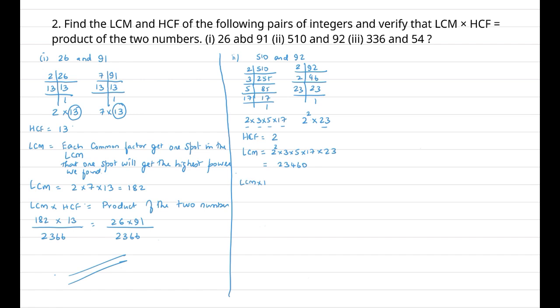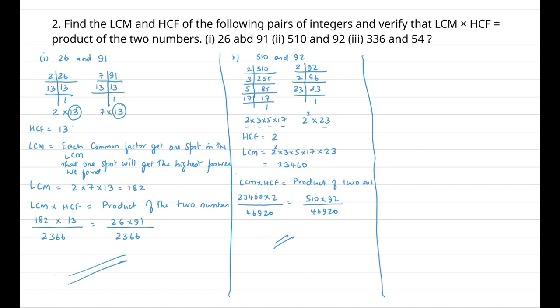Therefore, LCM into HCF will be equal to the product of two numbers. LCM is 23460 into 2 will be equal to 46920. And the product of two numbers, 510 into 92, will also give you 46920. If the answers are same between the left hand side and right hand side, then the calculation is correct. Hence it is. Now we'll see the next question.